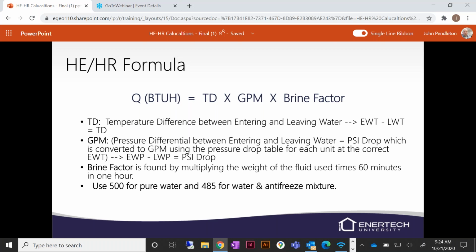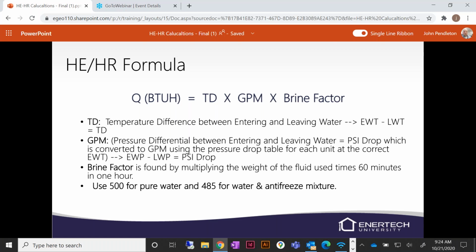Here is the heat of extraction, heat of rejection formula. Basically, TD is temperature difference, and that's between your entering and leaving water. Your GPM is your gallons per minute, but we get that by taking your PSI pressure drop converted to GPM using the IOM. Brine factor is found by multiplying the weight of the water times 60 minutes in an hour. That's really not that important.